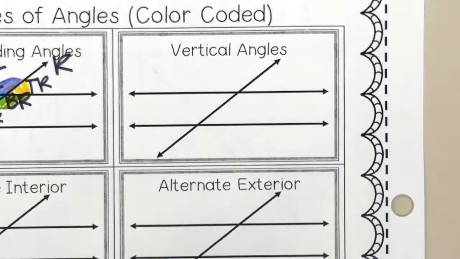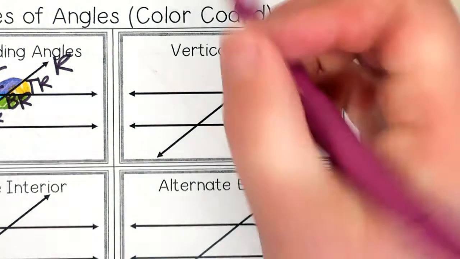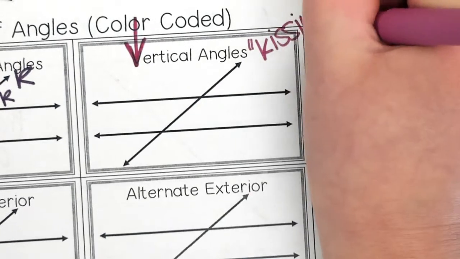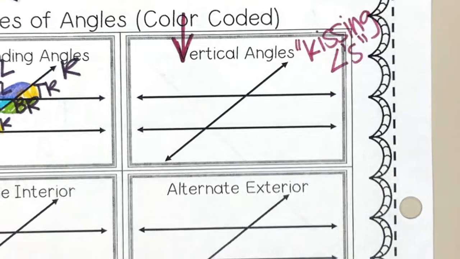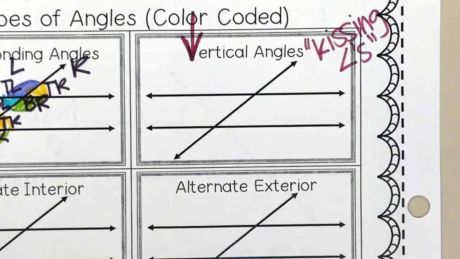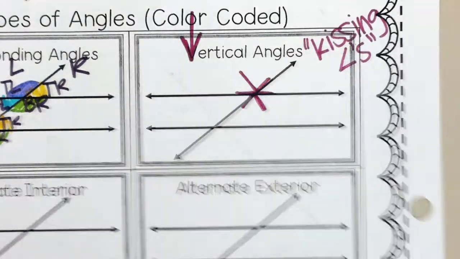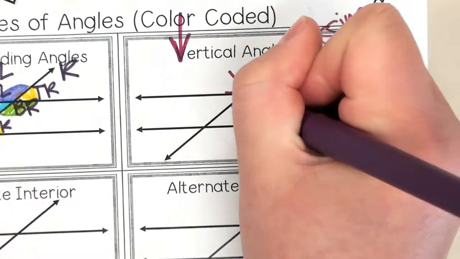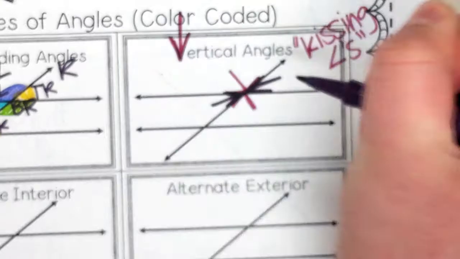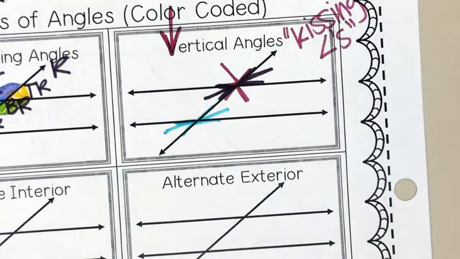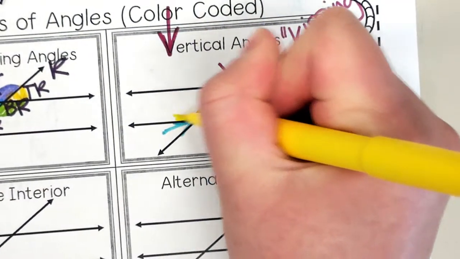So I'm here in the vertical box. Vertical, what I want you to do is take that V and turn it into an arrow. Take the V and turn it into an arrow. And if you want to write out beside it, kissing angles. So if we look at it, this angle is touching that guy, those two. Then I've got these two. And then down here. And down here.